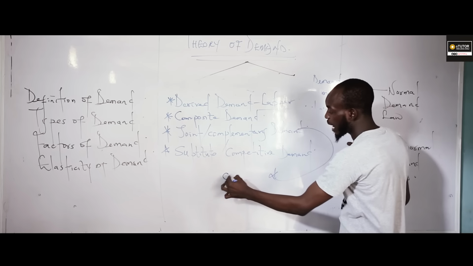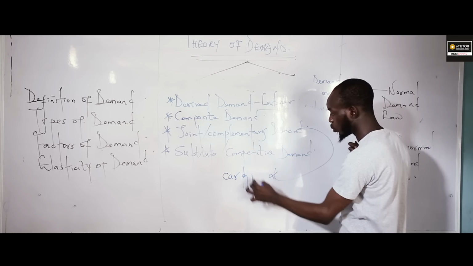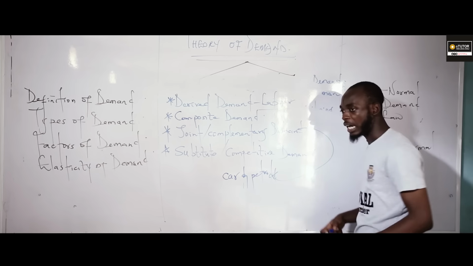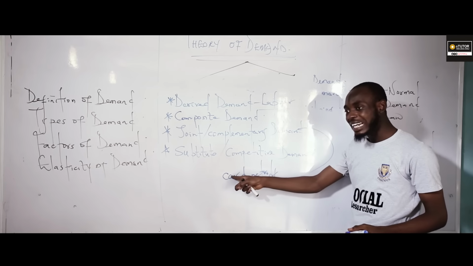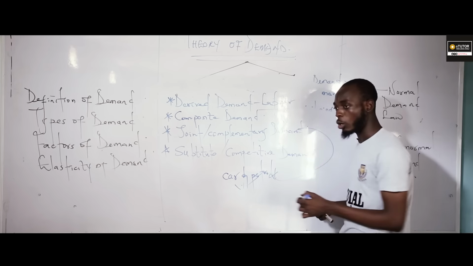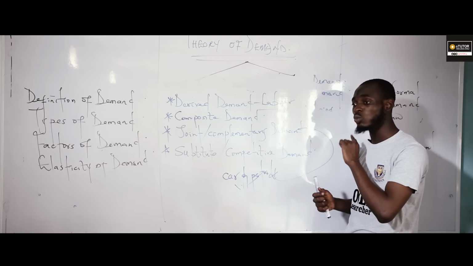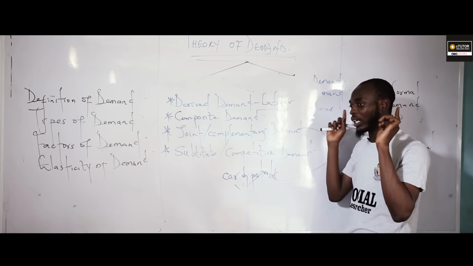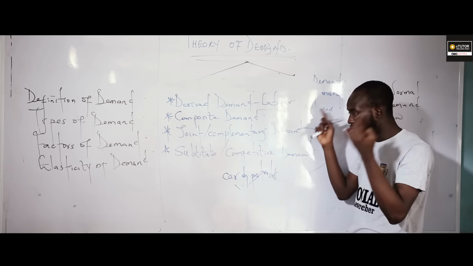We have an example of car and petrol. A car cannot move without the use of petrol. These are examples of joint or complementary demand. There are two types of commodity in which they cannot be used without one another. Do you understand now? Let me give you an instance.